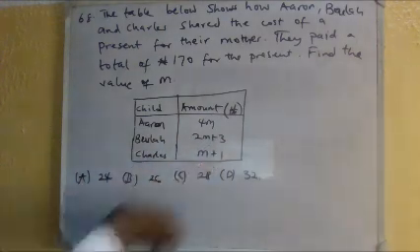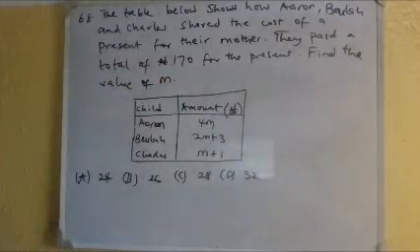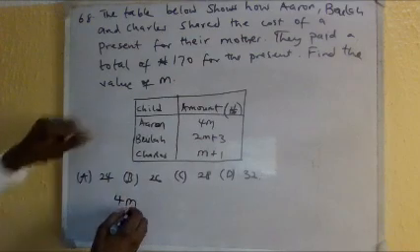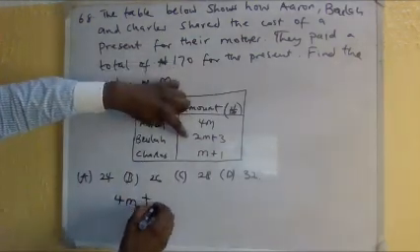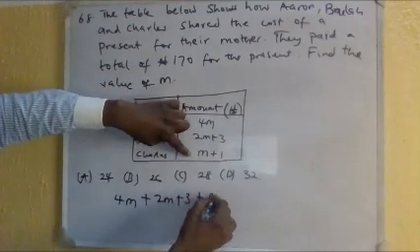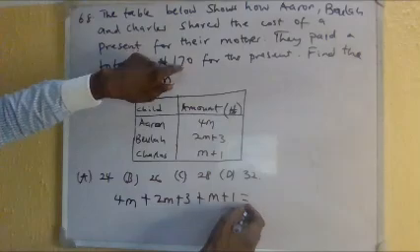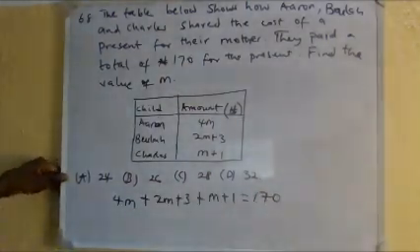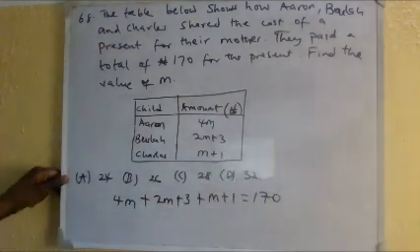So it's just like you say 4M, that's this amount, plus this amount, 2M plus 3, plus this amount, M plus 1, is equal to what? 170. So you have an algebra like this. The first thing you do is to collect like terms. Let the M be on this side of the equation, and let the constant terms go to the other side.